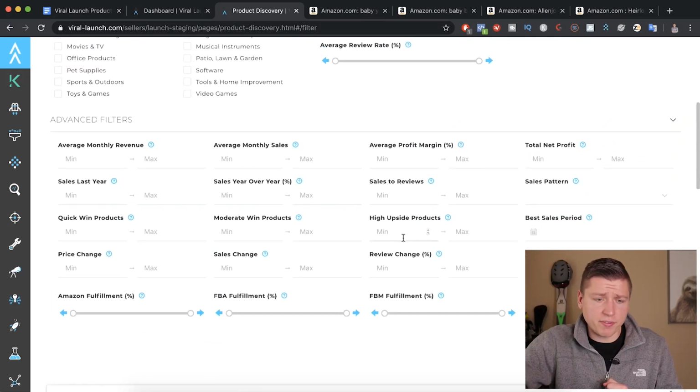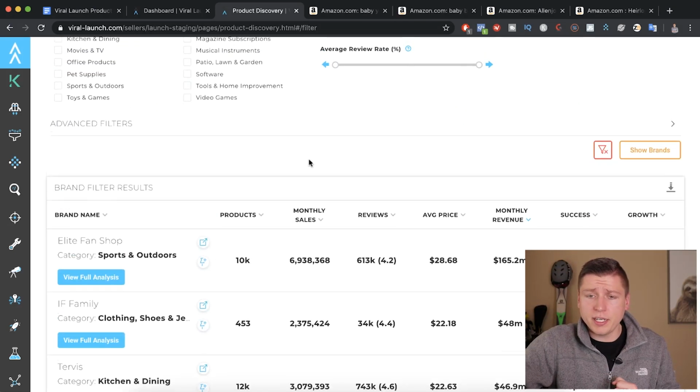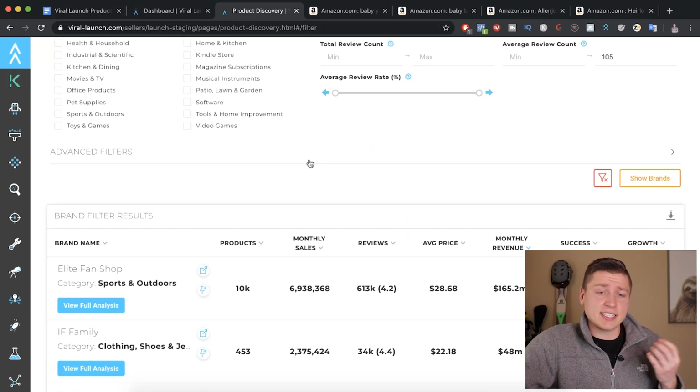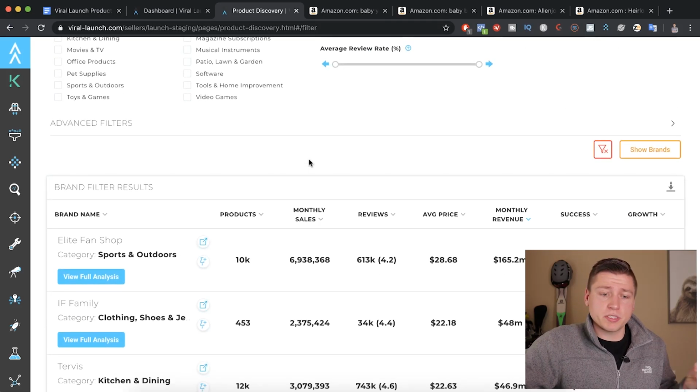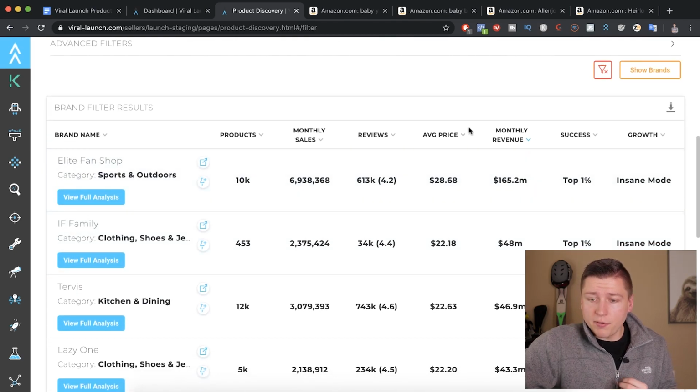And I know, guys, I skipped the advanced filters, but again, just play around if you need it. But I really don't mess with those unless it's like a keyword tool or I'm looking for something super specific, okay? So we go down and we could see all these different brands on Amazon, right?